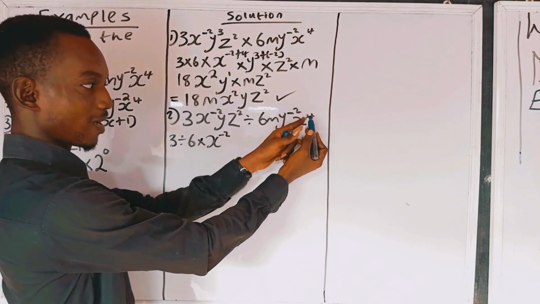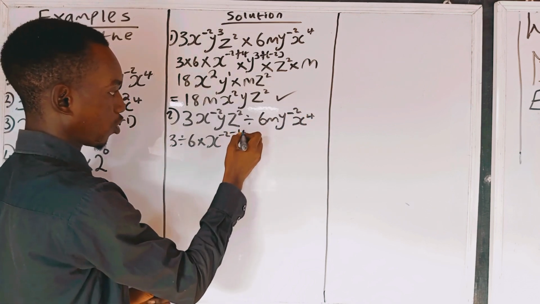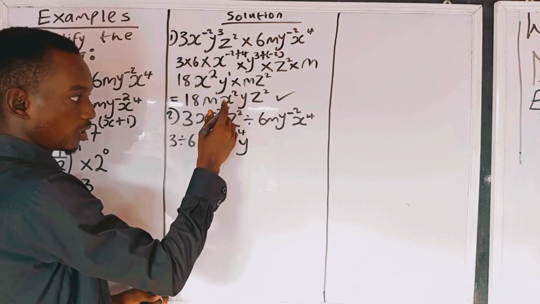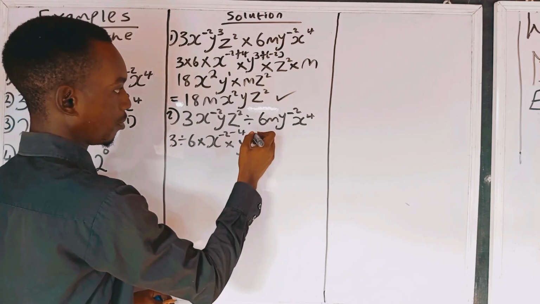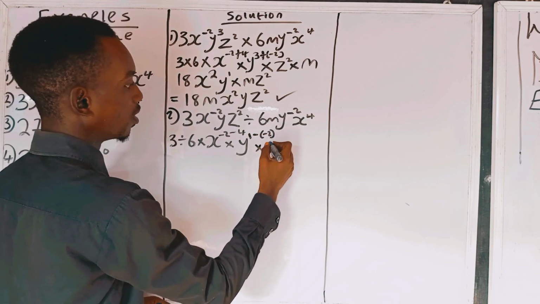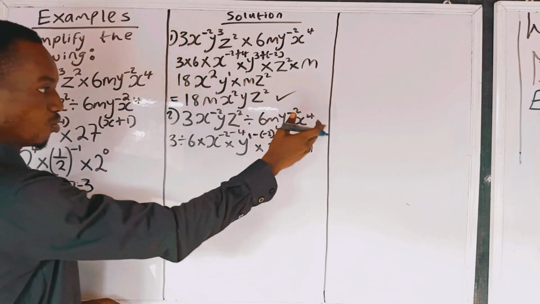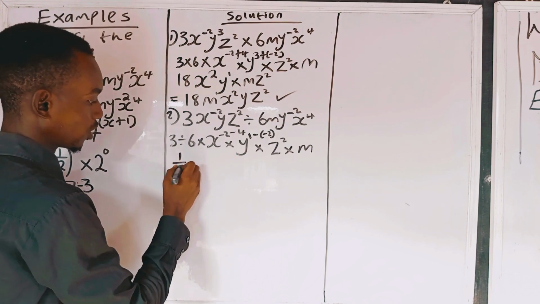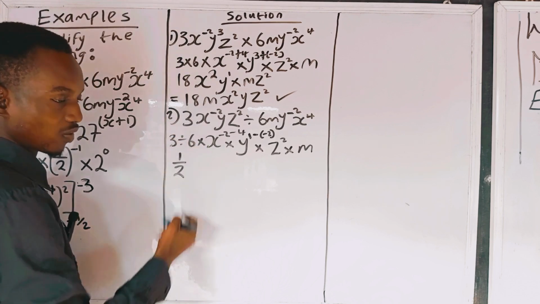This time around we'll be subtracting that power, okay? Minus 4, because it's division, times y to the power of... it has a power of 1. It has no number here, so we can say it's a power of 1. So that's 1 minus negative 2. Then times, same thing, z squared times m. We don't have anything to multiply these two with. So 3 divided by 6 is 1 over 2. Please, it's not 2. 3 over 6 is 1 over 2.